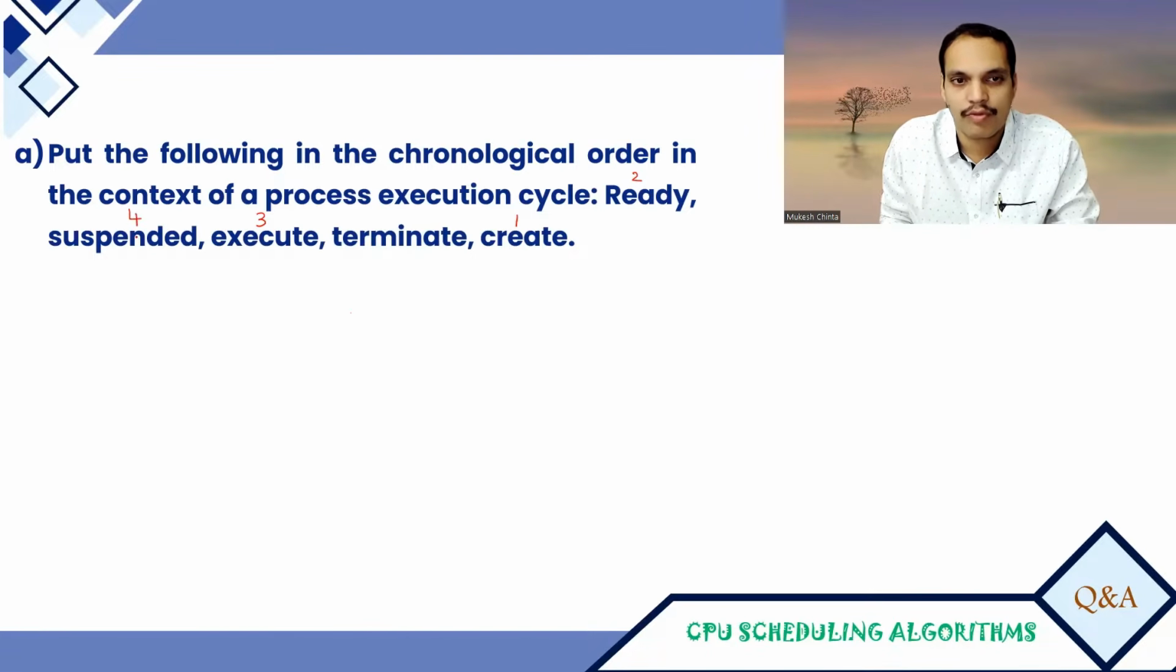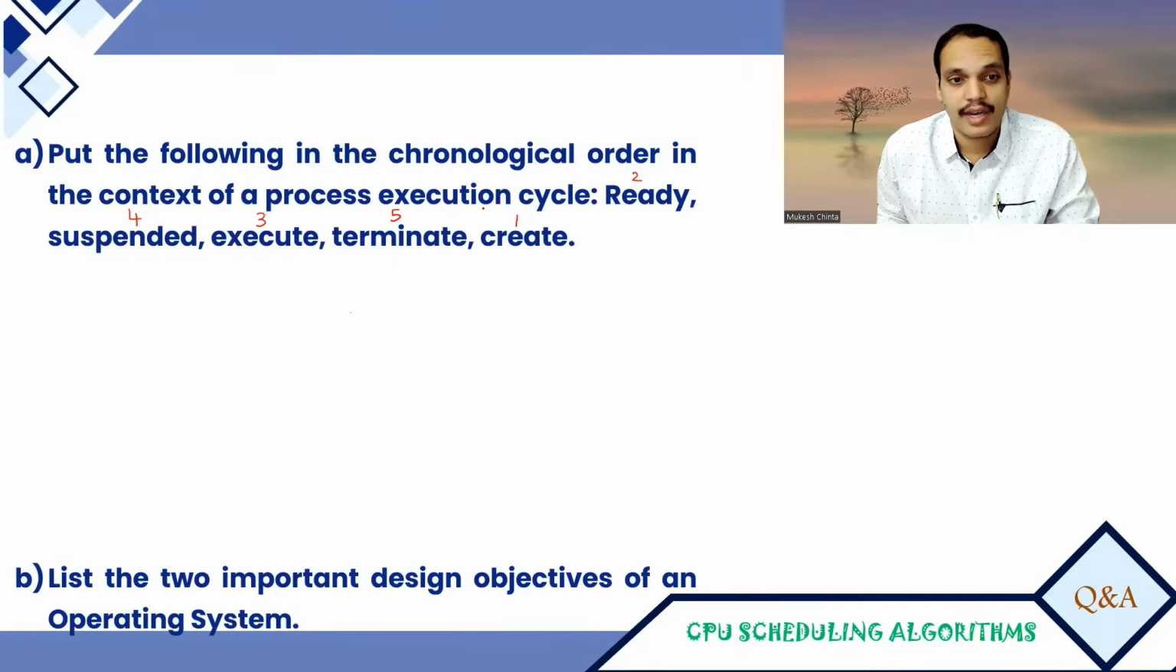So that goes number 4. And finally, if it executes successfully, we take it into the terminated state. So this is the order of execution in the process execution life cycle. Let me take the second question.